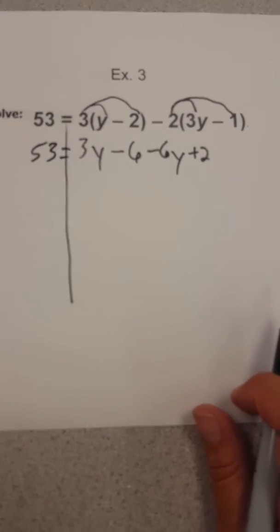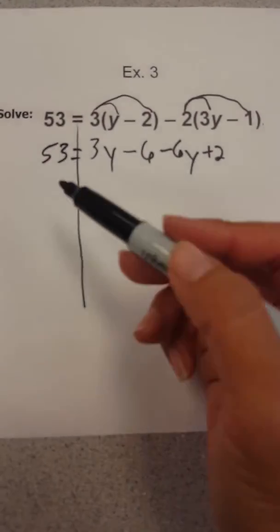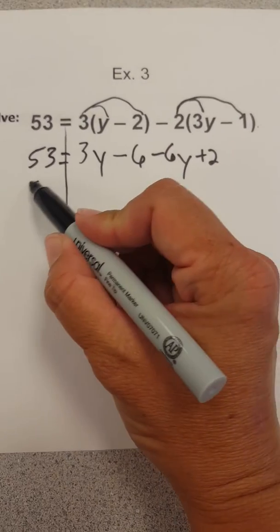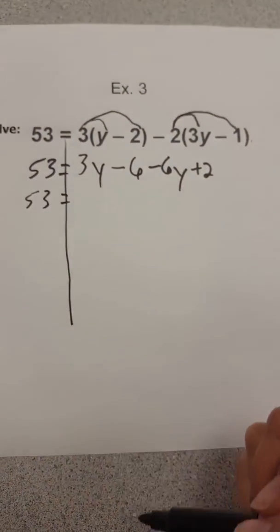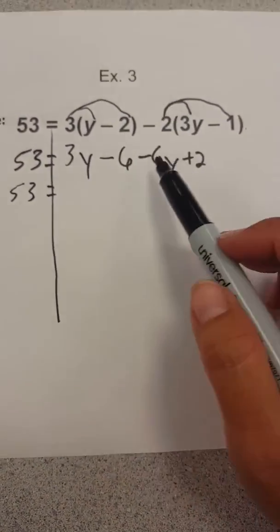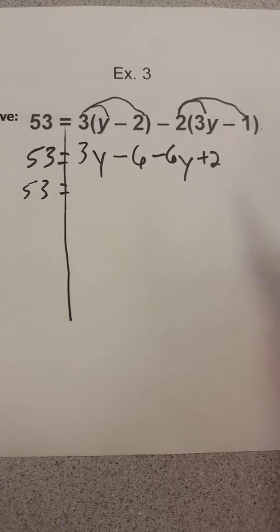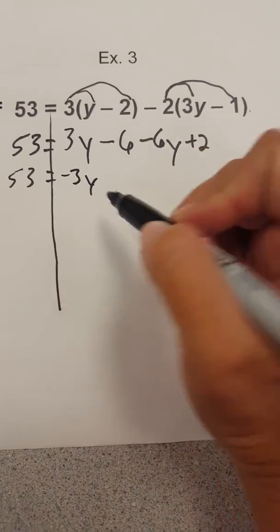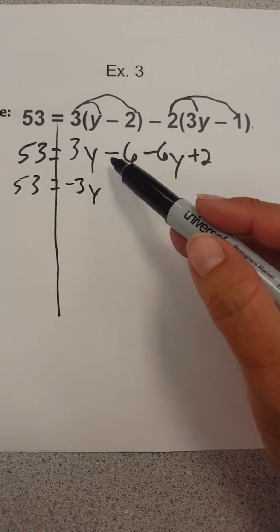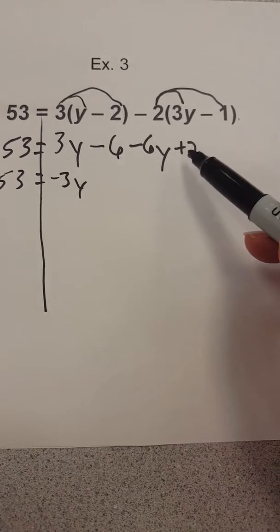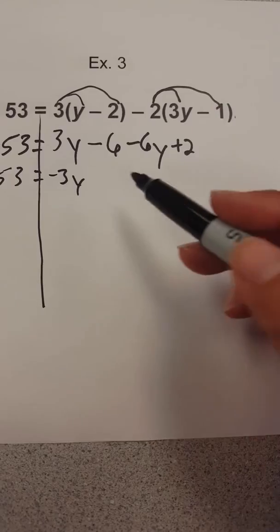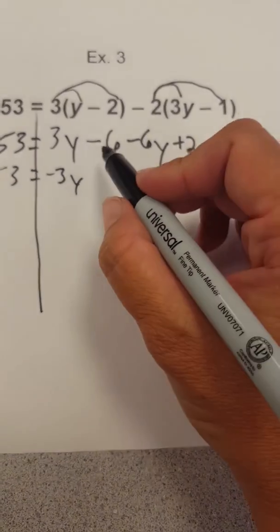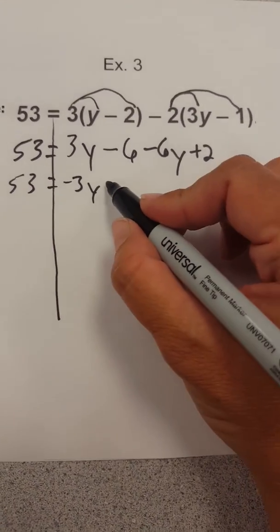Our next step after we distribute was to combine like terms. There is no like terms on this side, so I'm just going to go ahead and write down the 53. On this side we have a 3y, and that's a minus 6y. So that would give me a negative 3y. And remember, this 6 is negative since it has a minus sign in front of it, and that 2 is positive since it has a plus sign. So negative 6 plus 2 would give us a negative 4.